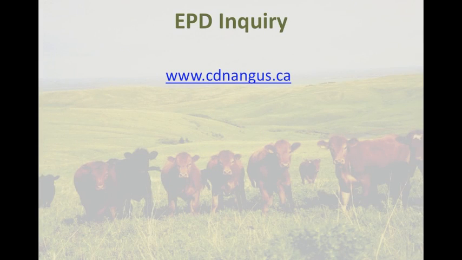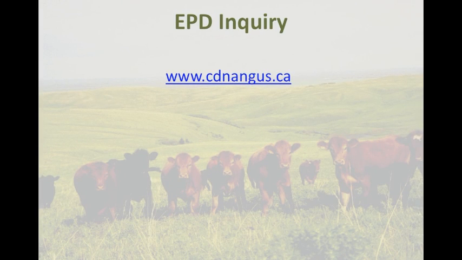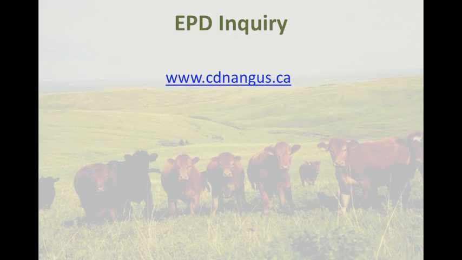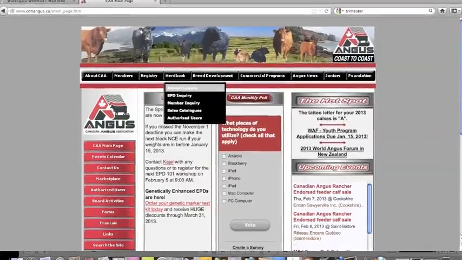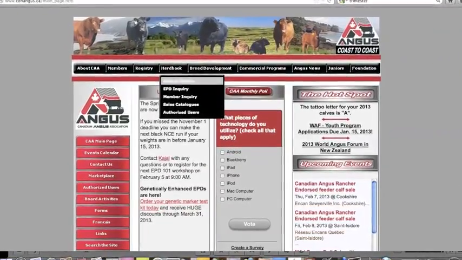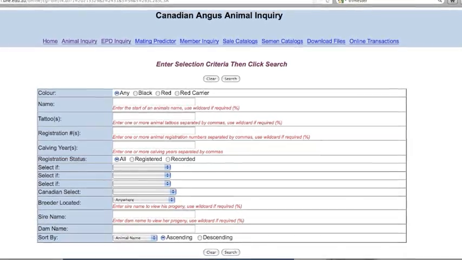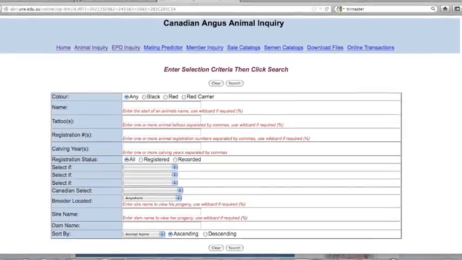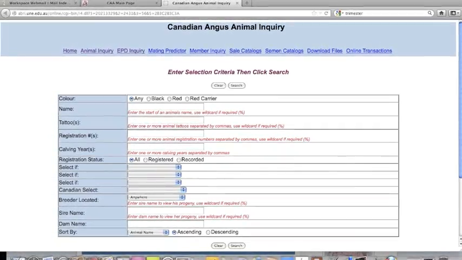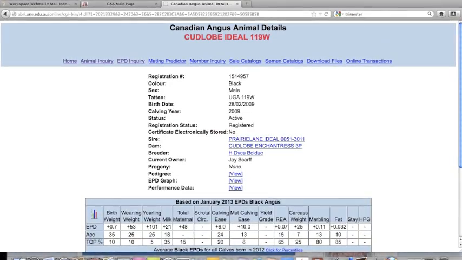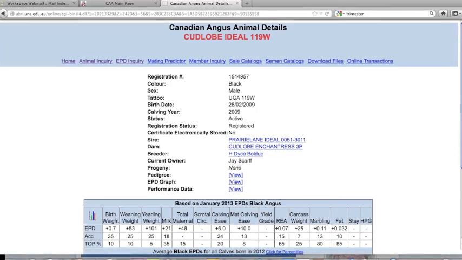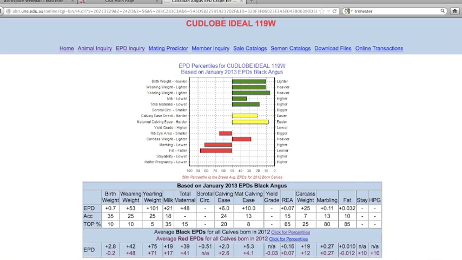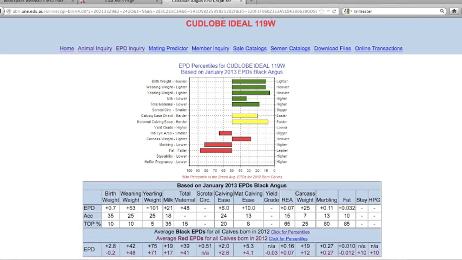So some of the tools that we have on our website that not everybody is aware of, but are really excellent tools. If you go to our website and go under Animal Inquiry, you're able to search for any animal. And normally I ask members who are taking the course to just pick an animal. You can look at its pedigree. And you can also look at its EPDs and its percentile rankings.